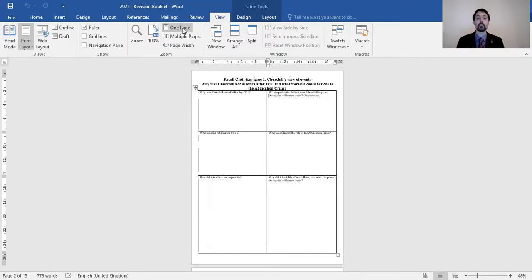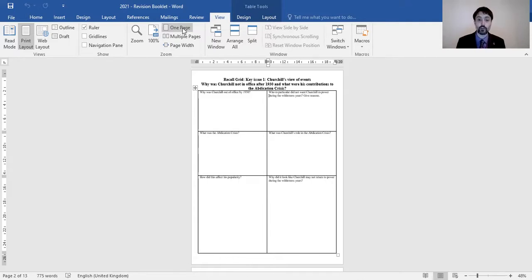But you'll see that this recall grid is Churchill's view of events, and its big question is, why was Churchill not in office after 1930, and what were his contributions to the abdication crisis? Now, you'll have notes on the abdication crisis of 1937. It seems daft to me to try and do a lecture-style lesson where I talk through once again everything you've already got in your notes. So, dig them out and have a go at filling this grid in using what you find there.